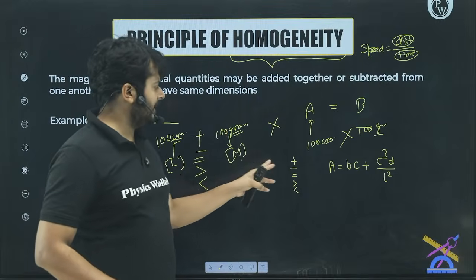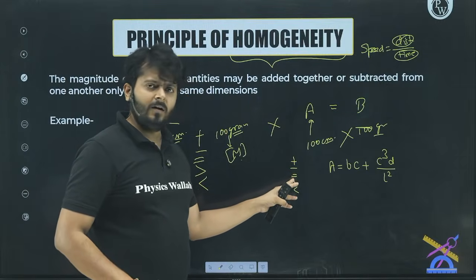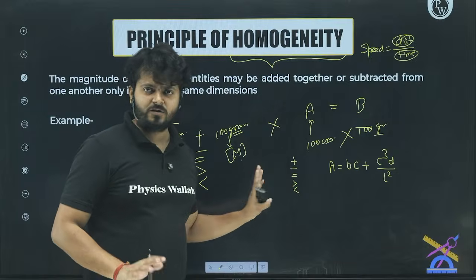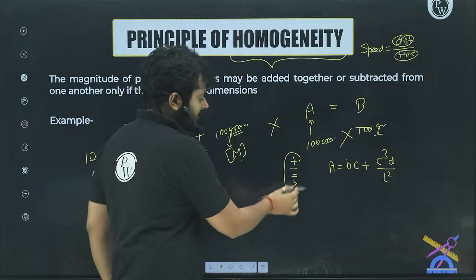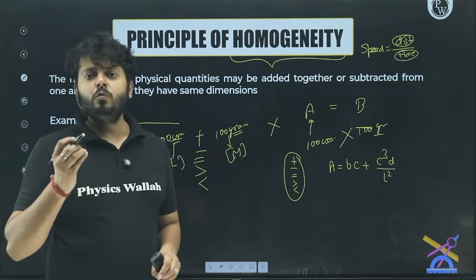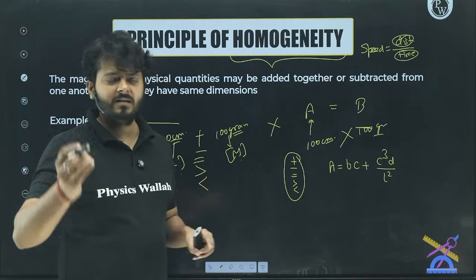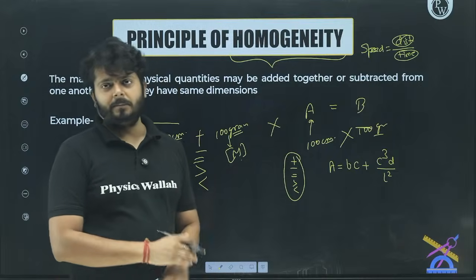But two different physical quantities can be added, subtracted, or have an equals to sign, greater than or less than sign, only if they have the same dimensions. This is called the principle of homogeneity. That means two physical quantities must be homogeneous to have these relations between them.